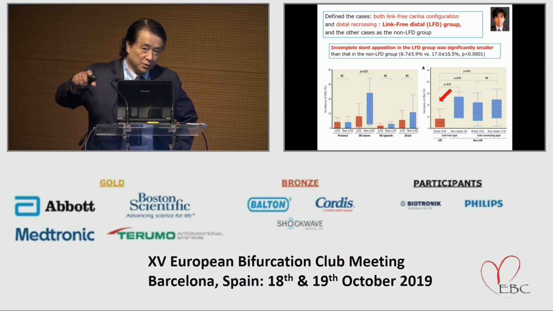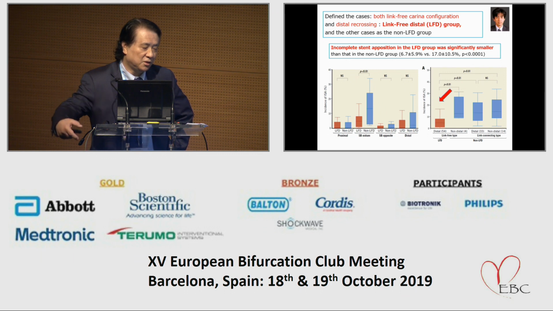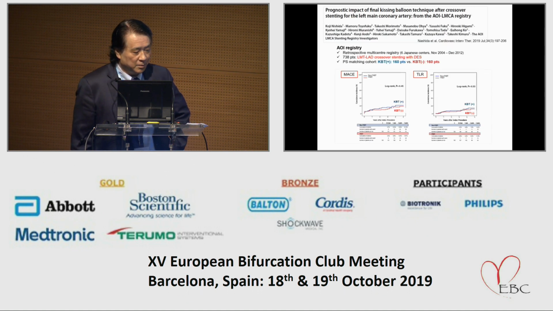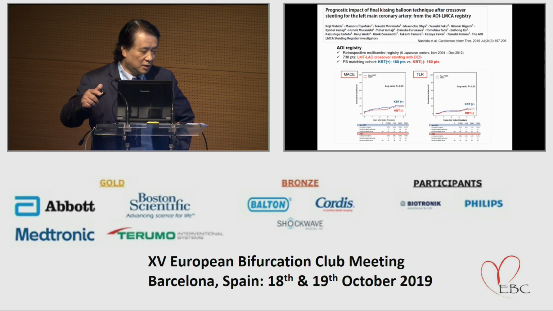And then if you do good position recrossing, we can decrease the stent malposition. But on the other 50%, maybe, I don't know the result, but maybe I think it was. Opposite fact, number 2. And yeah, we have several papers. Actually, this is the AOE registry, which is one of the biggest left main registries, conducted by the Kyoto University group, and Dr. Culotte was here.